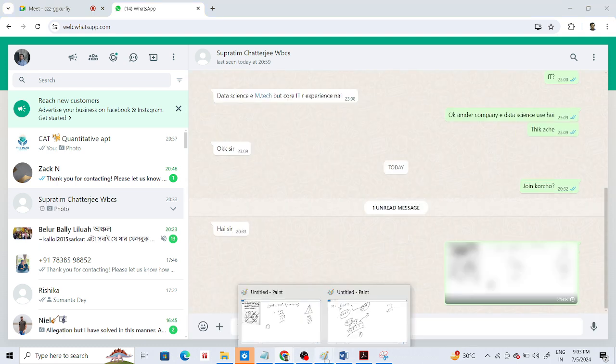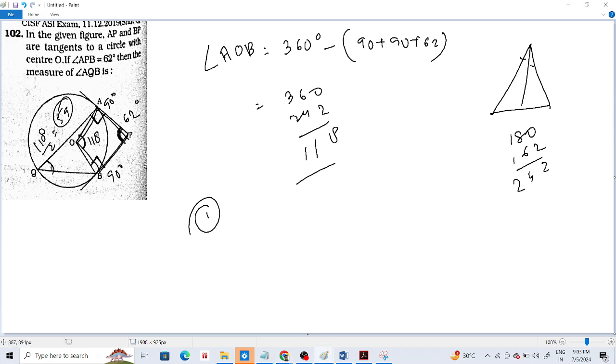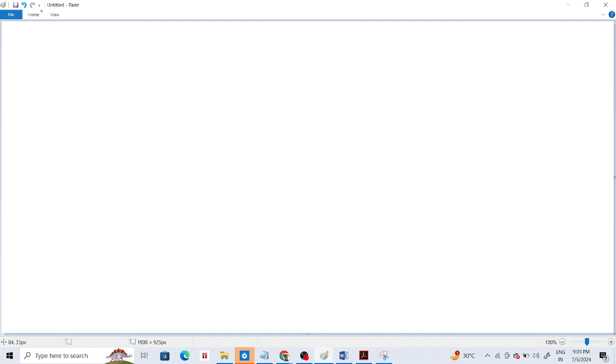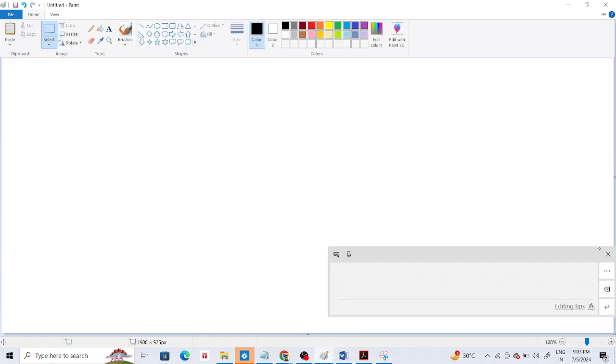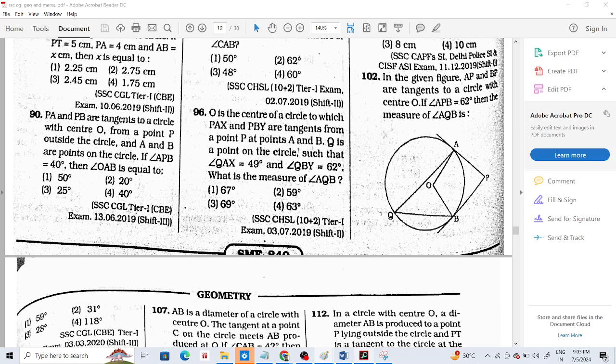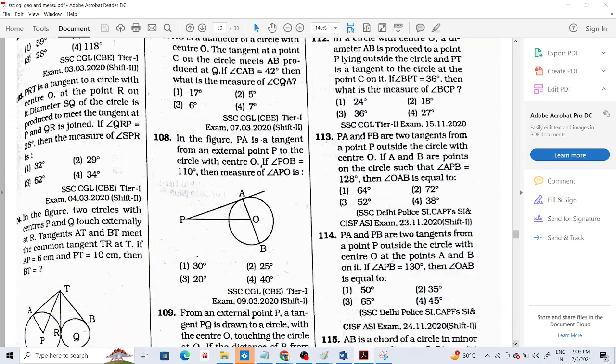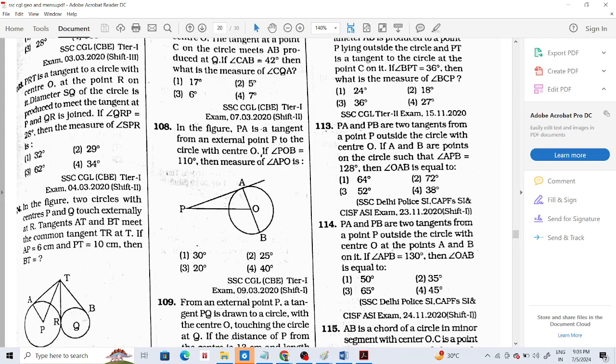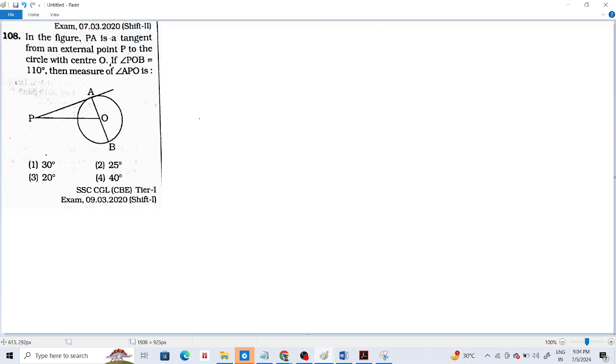Did you do the next one, Supratim? Okay, in the figure PA is a tangent from an external point P to the circle with center O. If POB is 110, the measure of angle APO. Fine, this AP is also a tangent.